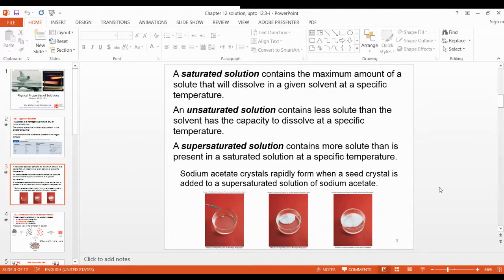It means that once the solid is dissolved, you can still add some more solid, and that is also dissolved, unless it becomes saturated, right? So in an unsaturated solution you can dissolve more and more solute, but in a saturated solution you cannot dissolve more solute.